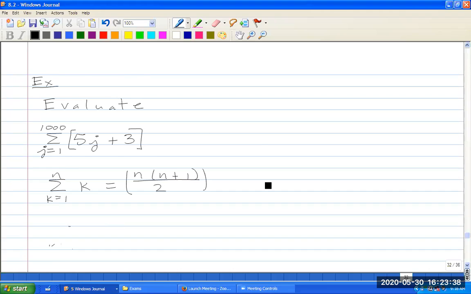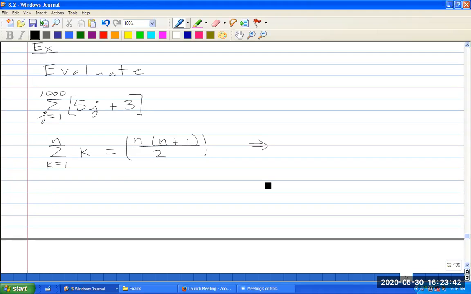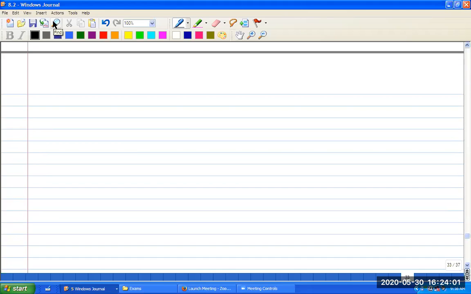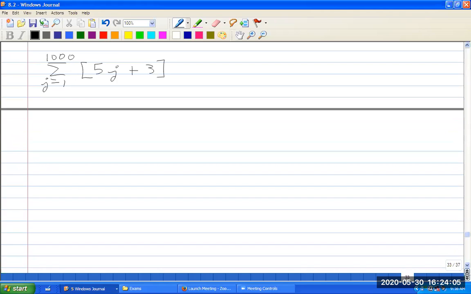Okay, so now I can evaluate this. So the sum, j equaling 1 to 1,000 of 5j plus 3, this is equal to, using the fact that the summation is linear, the same as the sum, j equaling 1 to 1,000, of bringing the 5 out in front, 5j, plus the sum, j equaling 1 to 1,000 of 3.